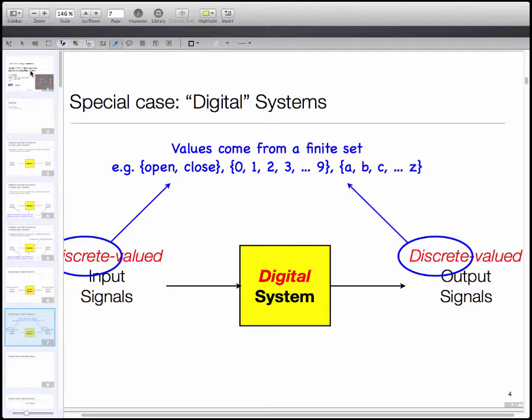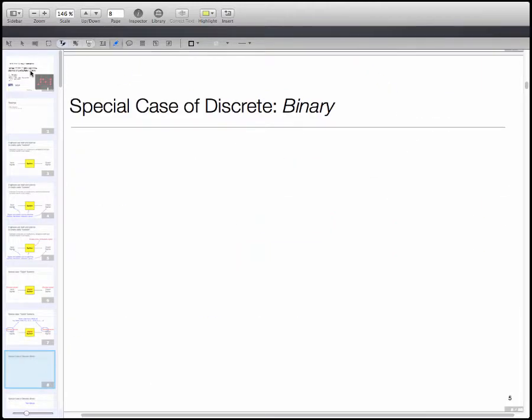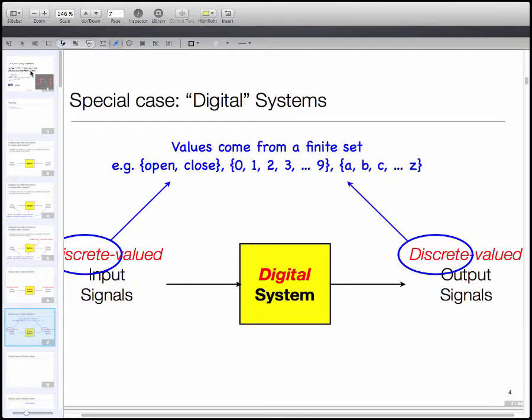But more to the point, digital systems process, at the input and at the output, values drawn from some finite set of discrete things. A special case. So in response to my question very early on, what is digital, someone said 0, 1. As you can see, the definition we have is not just limited to 0, 1.